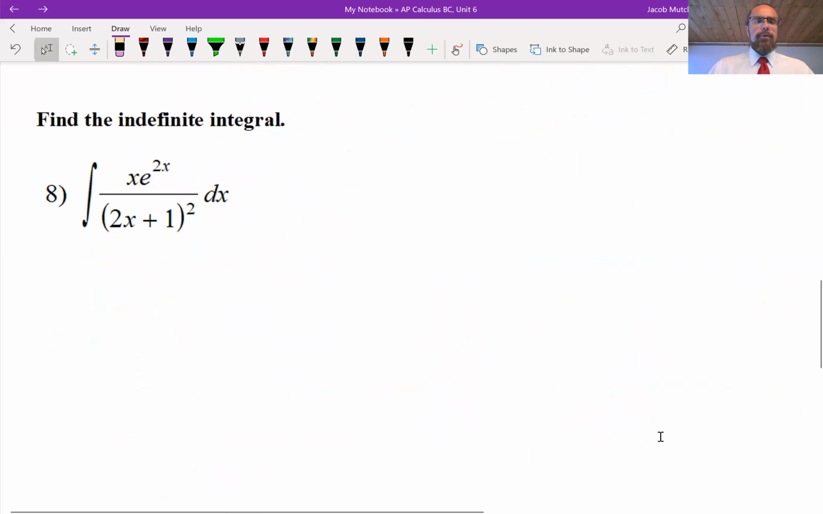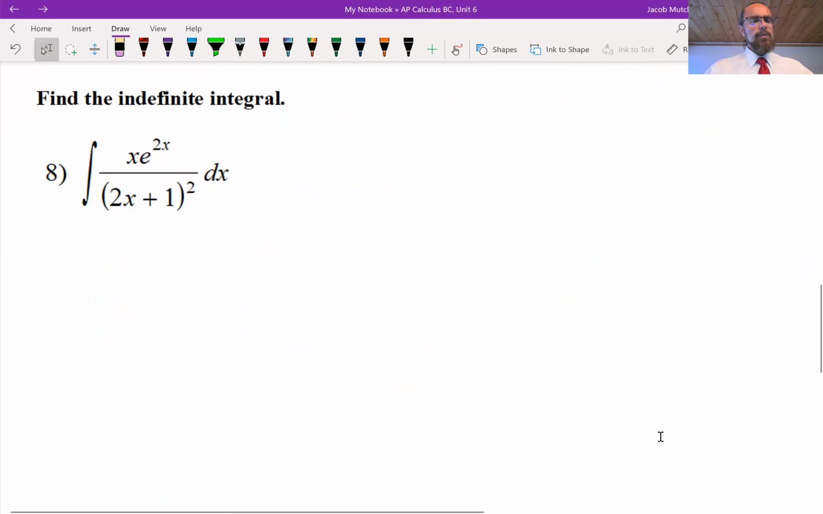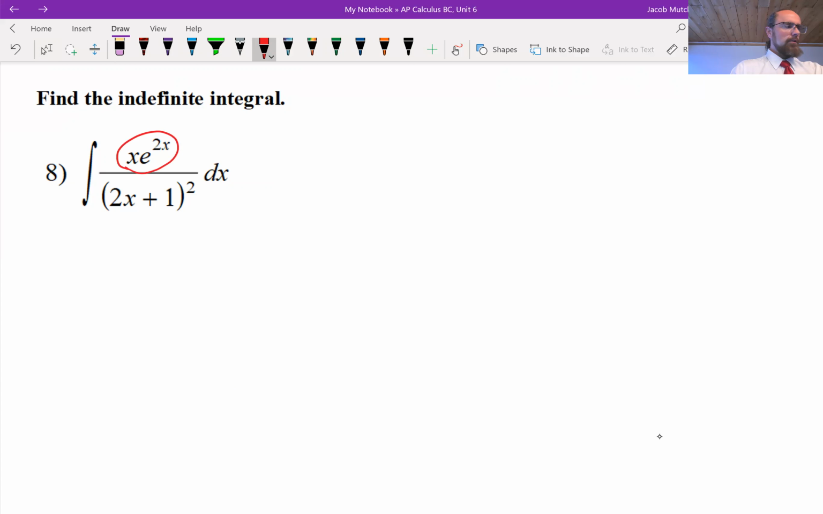Our third example looks very complicated. So here we've got the integration of x e to the power of 2x over quantity 2x plus 1 squared dx. So it's a real puzzle to try to choose which factor here is going to be my dv and which factor is going to be my u. So we'll just go ahead and kind of split the fraction. Let's call this numerator factor x e to the power of 2x. We'll call that our u.